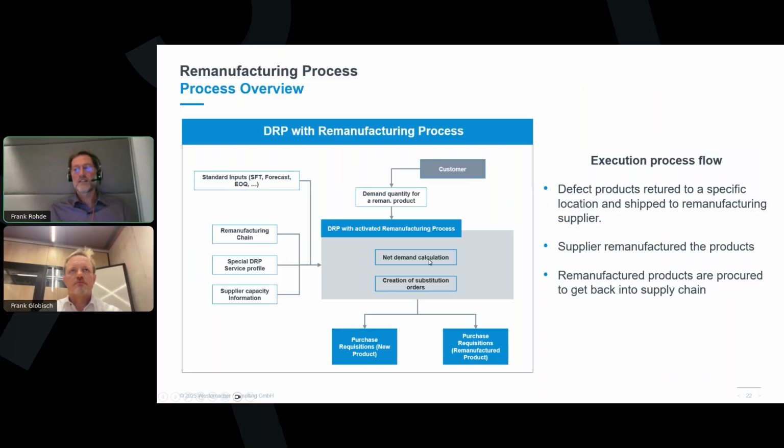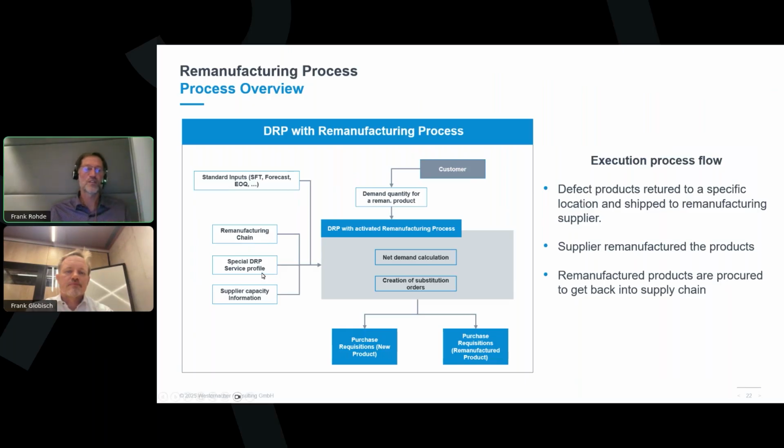Process starts a little bit differently and has different inputs as well. So the customer is placing the demand for the remanufactured product. He probably doesn't even necessarily know that we remanufacture that product, but he places a demand for this product. And we have, of course, safety stock, forecast, EOQ for this product, and we have a remanufacturing chain created for this product and for the new product. I will show that in the system in a second as well.